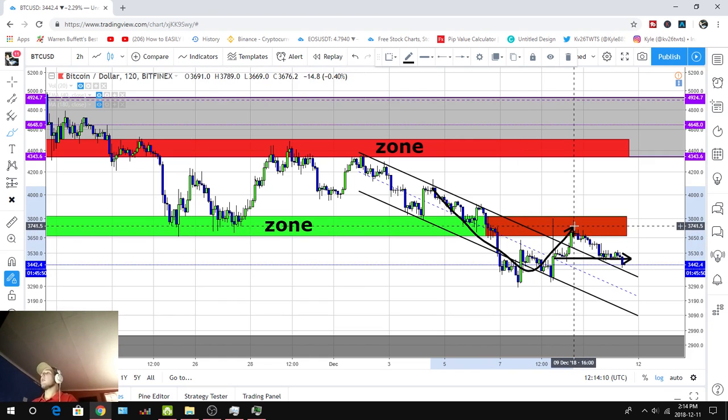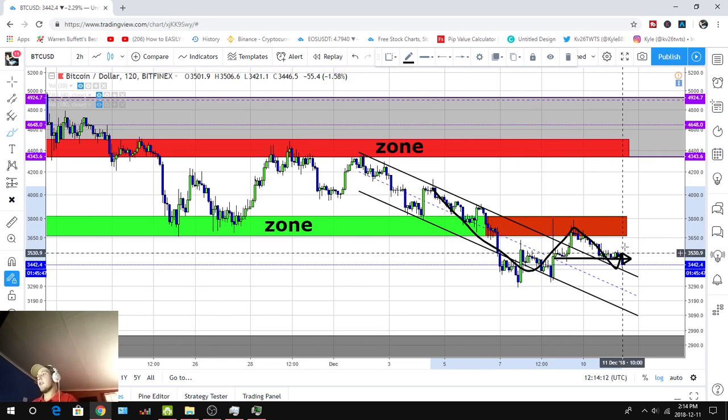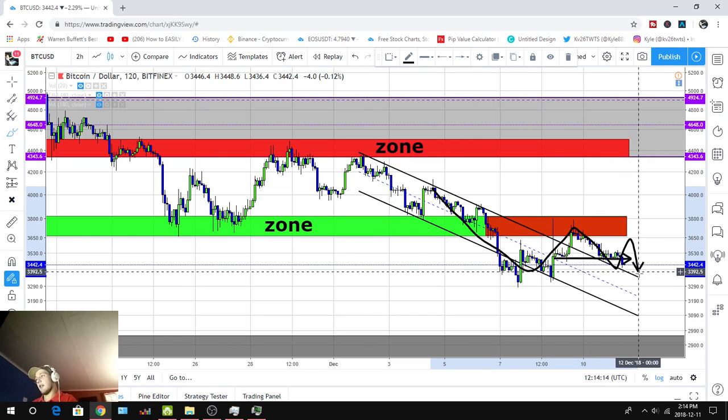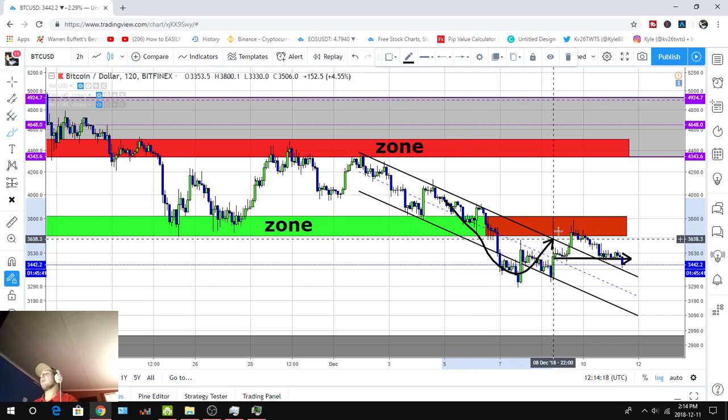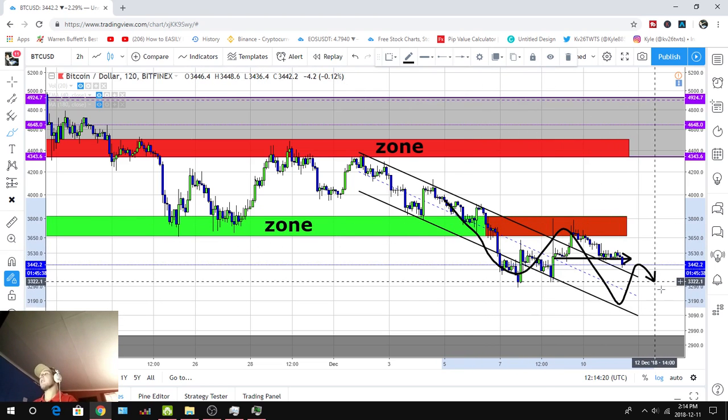Breathe, gone, then goes again. Breathe, then goes again. Breathe, or if you guys can call it pullback. It pulls back, goes further down.